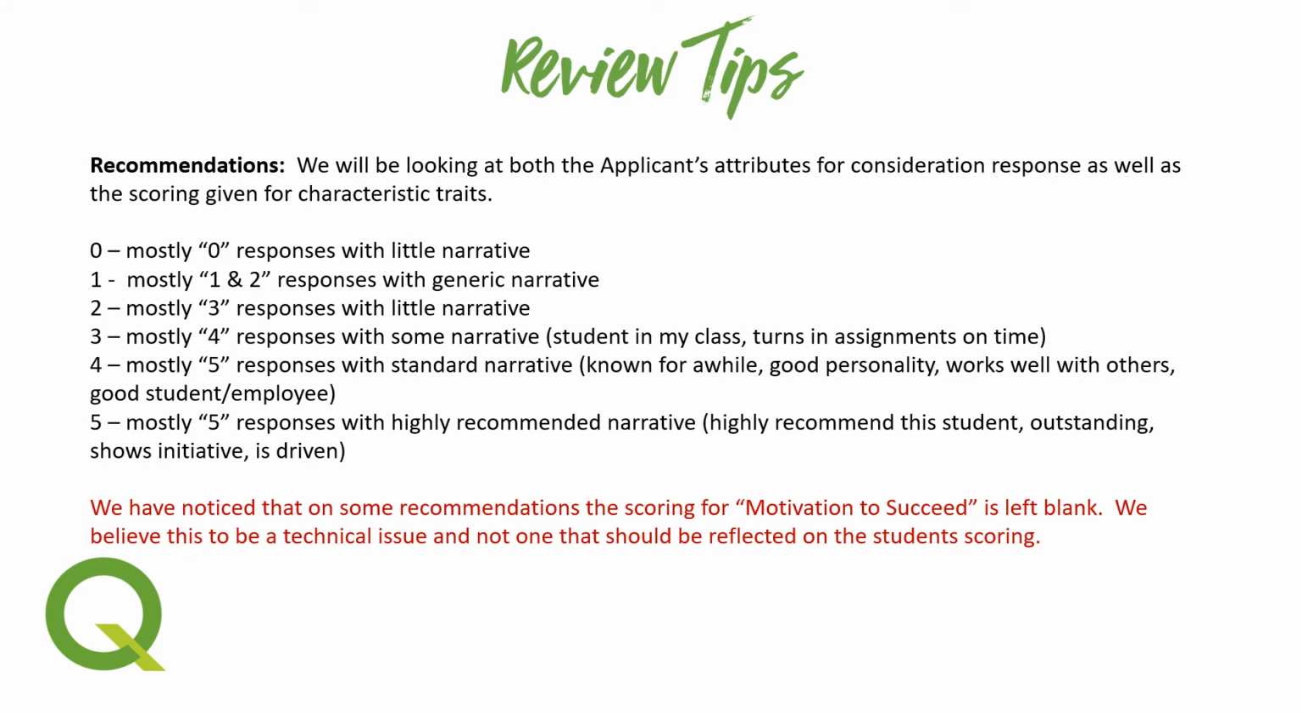Recommendations. So we're going to be looking at 2 recommendations for each of our applicants. On the recommendations, you're going to see who the person was that was completing the recommendation. They're going to be giving some narrative, kind of talking about what their overall thoughts are with that particular student and their relationship, as well as you're going to see their scoring of the characteristic traits. I'll be quite honest with you, you're going to mainly see a lot of fours and fives. Zeros, ones, twos, and threes, probably not going to see them hardly at all. I'd be surprised if you see many of those. So on our score for three, we're saying those are mostly four responses, and the narrative is going to be very generic, in my opinion.